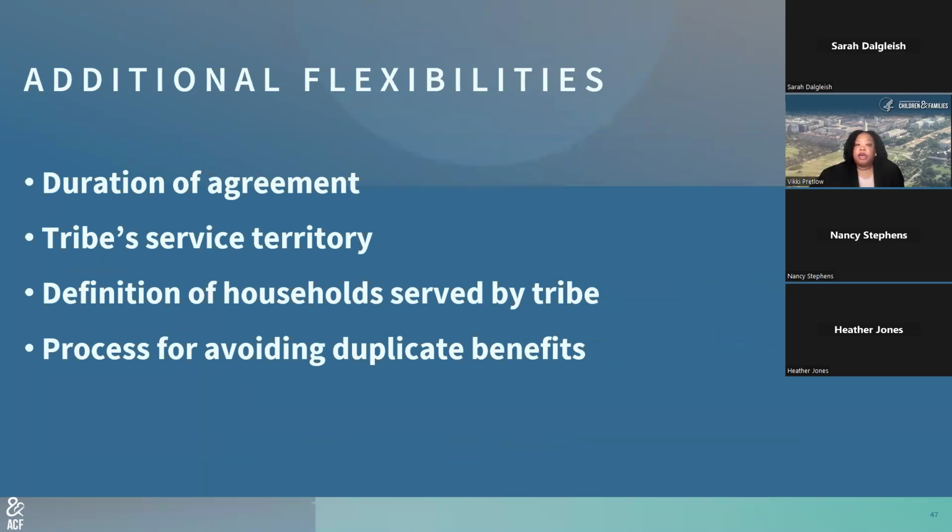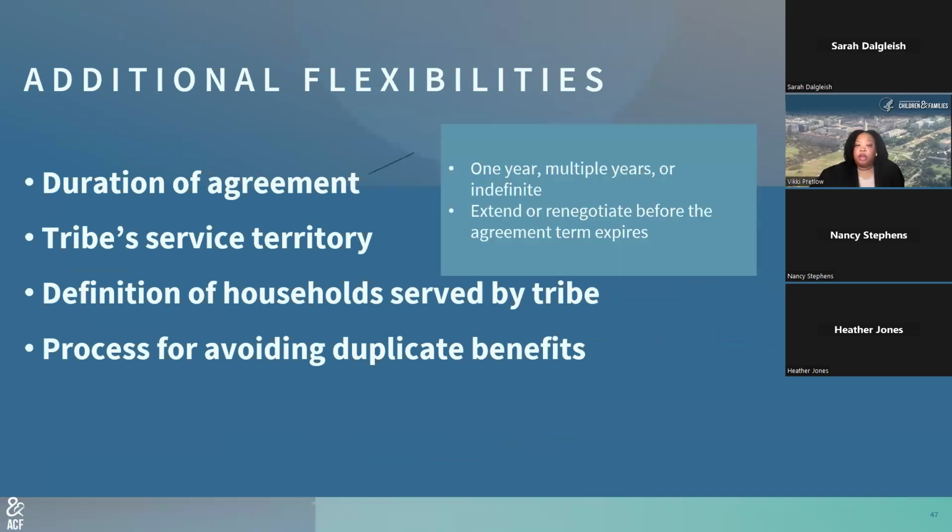Some of the other components that are flexible include the duration of the agreement. This could be for 1 year, it could be for multiple years, or an indefinite period of time. It's important to think carefully, though, about this, because different arrangements may make more sense based on local conditions. And once an agreement is reached on the duration, there's also the possibility to extend the agreement or renegotiate the agreement before it expires. This process would mean that both parties would come back together to discuss the terms, or to at least confirm that the current terms are still good.